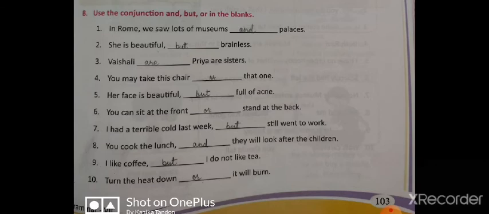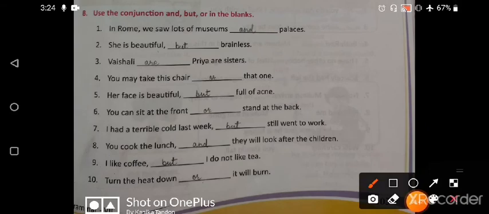Oh, I'm sorry, this is not "or", this is "and". That is my mistake, I'm really sorry. You may take this chair or that one. Her face is beautiful but full of acne. You can sit at the front or stand at the back. I had a terrible cold last week but still went to work. You cook the lunch and they will look after the children. I like coffee but I do not like tea. Turn the heat down or it will burn.